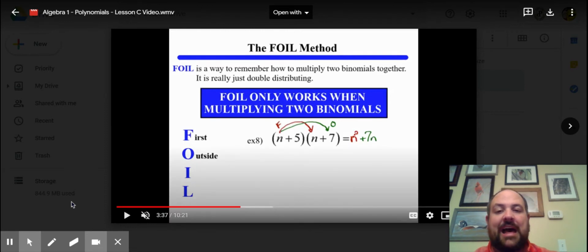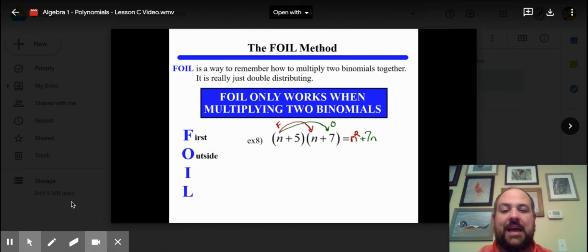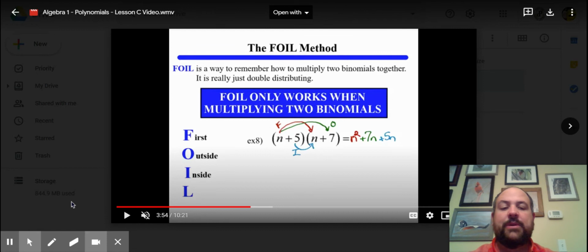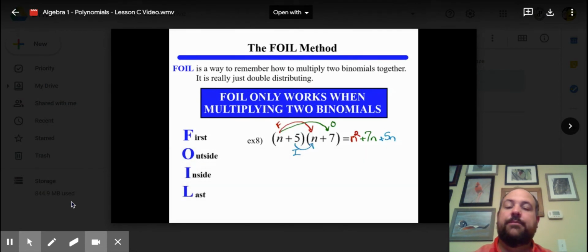Next, we move to the I in FOIL. And if O was outside, I is going to represent the inside multiplication that we're going to do. And in this case, the inside terms are the 2 terms in the middle of the group of 4, the 5 and the n. We multiply those, we get plus 5n. Next, we come to L. This is our last letter in the acronym, and actually, the L represents last, meaning I'm going to multiply the last term in each set of parentheses. In this case, the 5 times 7, which gives us plus 35.